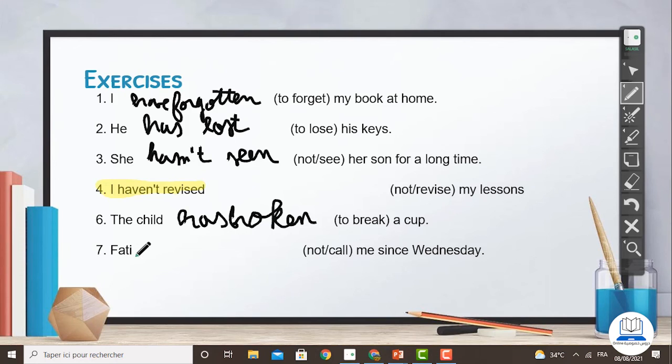We have a negative, plus the verb call. So have plus not is haven't. Haven't called. The verb to call is regular, so it ends with ed. Hasn't called. And be careful with the irregular verbs, we have to learn them by heart.